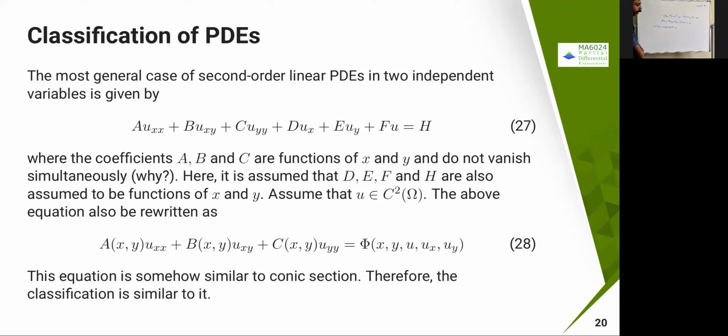So what is this equation? Do you remember? Conic section. Okay, so this is called a conic section. Depending on the values of A, B, C, you might have classified this equation as parabola, hyperbola, or elliptic. The same kind of logic we are going to use here; this is something similar to that.